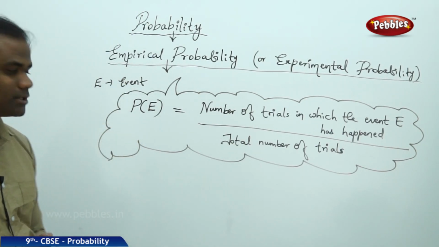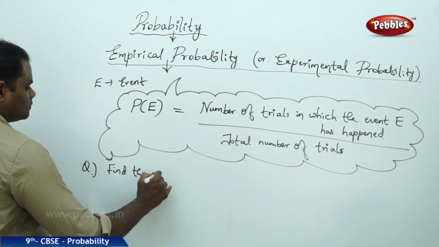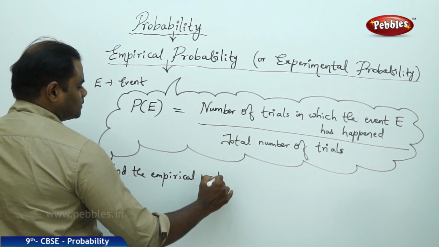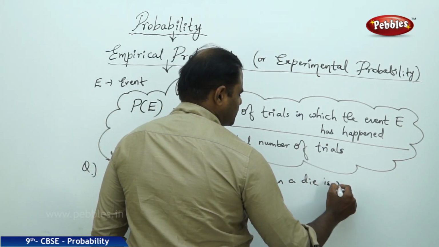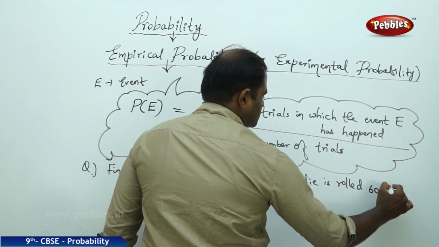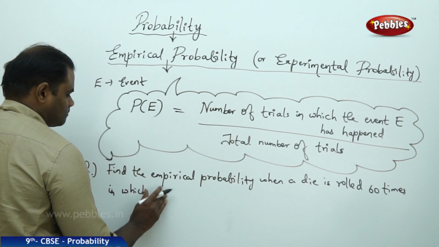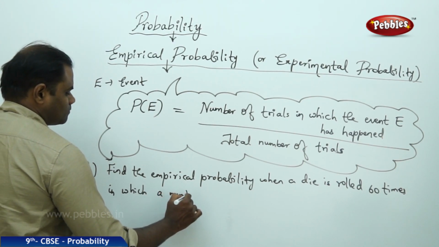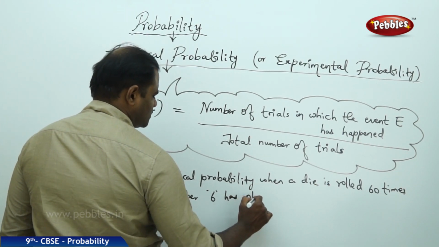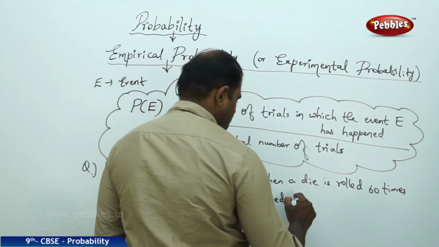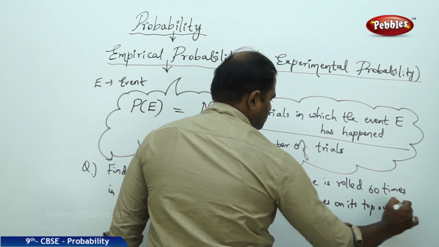Let's take an example problem to understand this. Find the empirical probability when a die is rolled 60 times in which a number 6 has been obtained 15 times on its top surface.